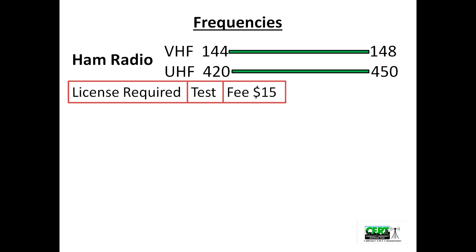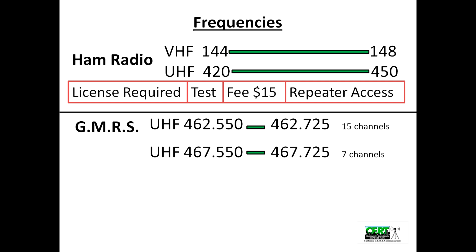We talked about the test. There's going to be a fee. And the great thing is with ham radio, you can do simplex, which is radio to radio, or you can also get repeater access, which gives you that broad area coverage. If you live in a county and you want to be able to communicate from one side of the county to the other side of the county, you really need to have repeater access. So that's really important.